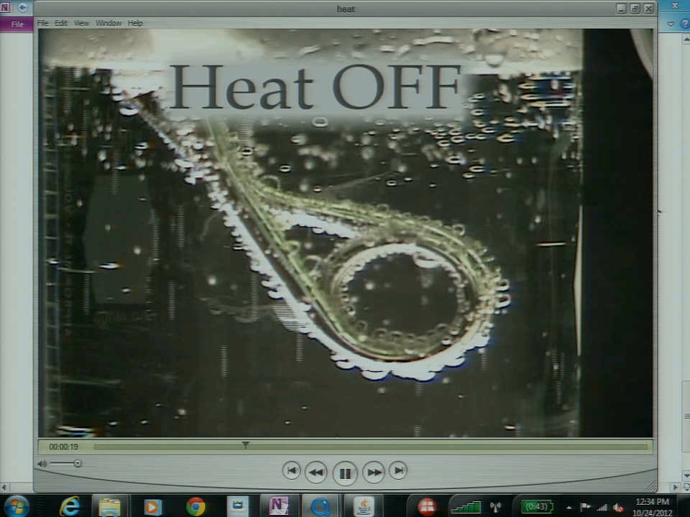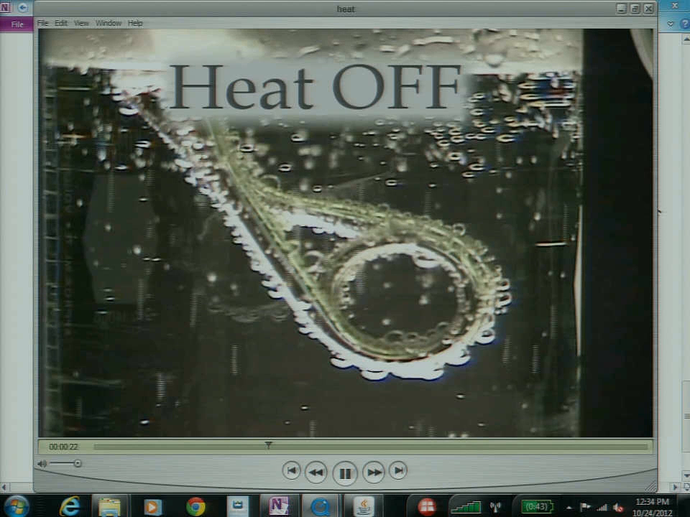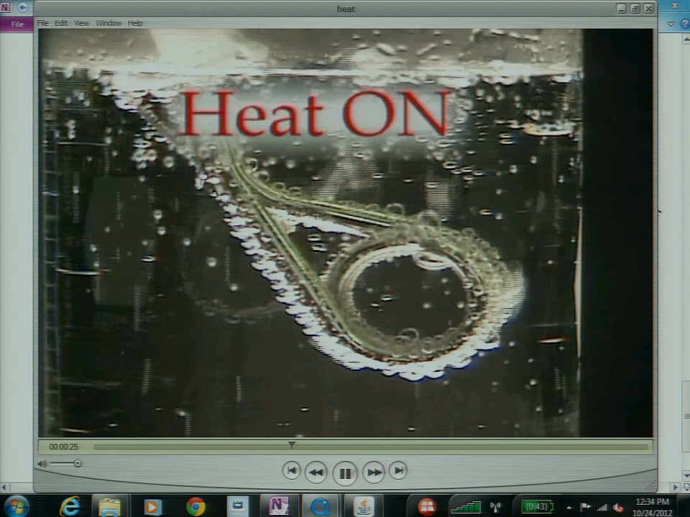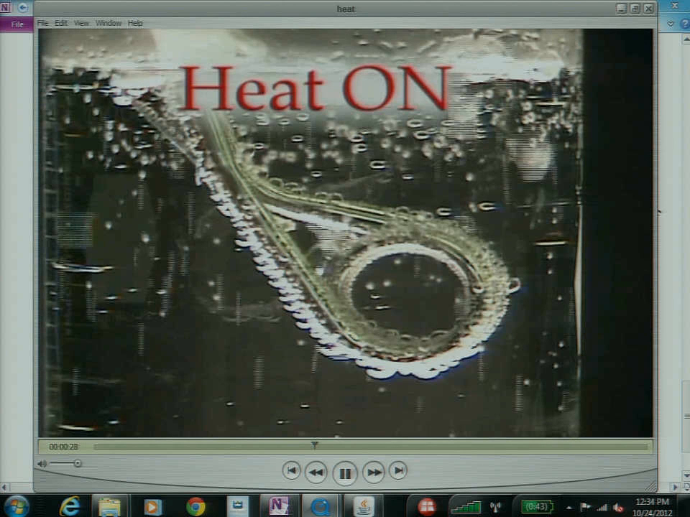Any second now. All right, I maybe made that scene go on a little long. There we go. The heat's on, and this is not boiling. This thing is just getting warm. It just turned on, so it's not actually hot enough to boil.